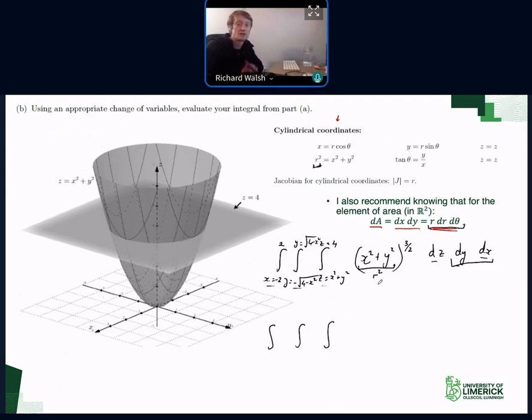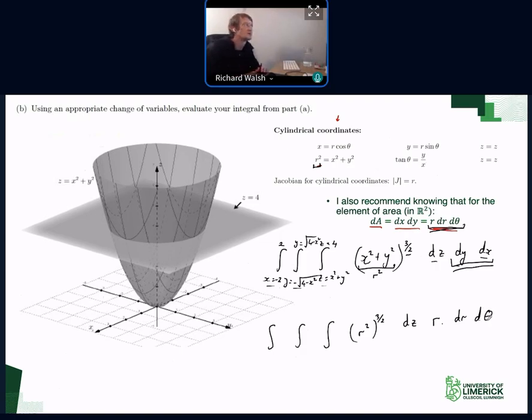Instead of that, according to the formula sheet, that's just going to be r squared. So I can pop that in, r squared, to the power of 3 over 2. dz, I'll leave. Instead of dy dx, I know that that is r dr d theta.